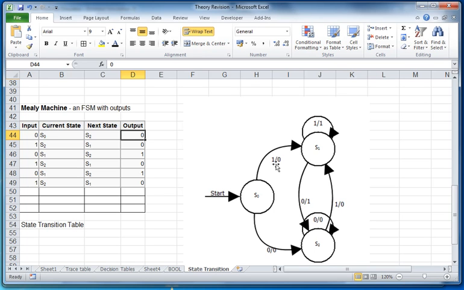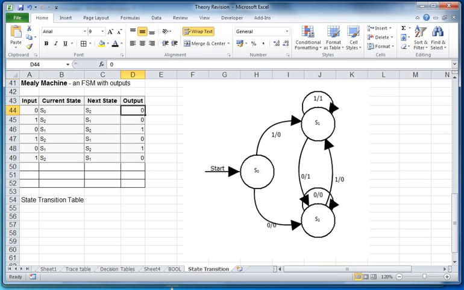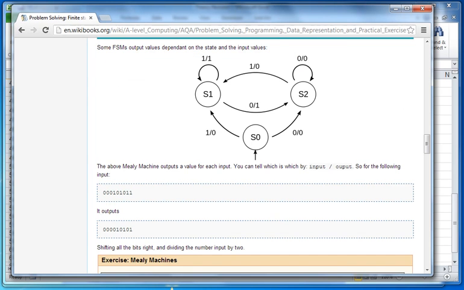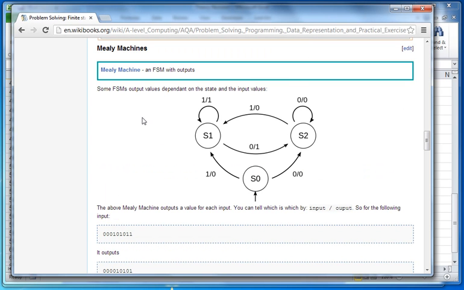So 0 is the output, 1 is the input, 0 is the output, 0 is the input, 0 is the output. Okay, this is an example from the site again on Mealy machines, and we have numbers coming in 0, 0, going to state 1. Both of these will output 0. If we input a 1, we go to state 1. If we input a 0, we go to state 2, and we output a 0.